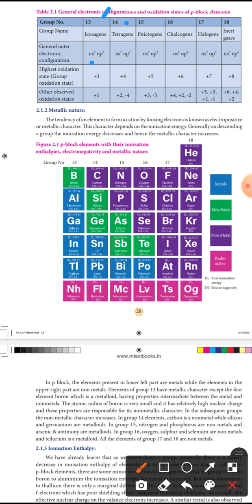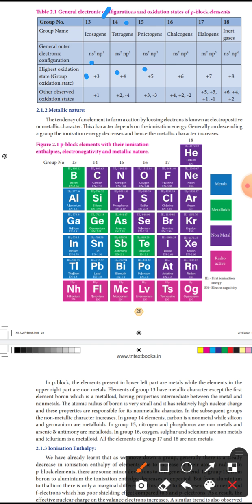So ns2 np1, 2 plus 1 is 3. 14th group, 4, ns2 np2. 15th, ns2 np3, 2 plus 3 is 5. 16th, ns2 np4. 17th, ns2 np5. 18th, ns2 np6.